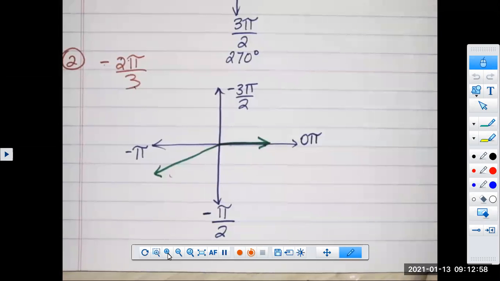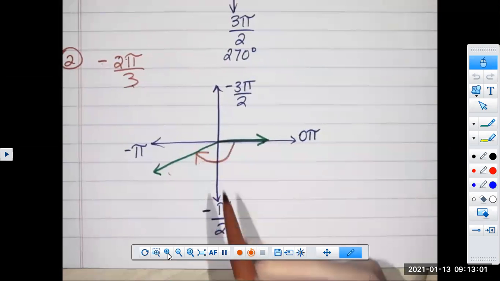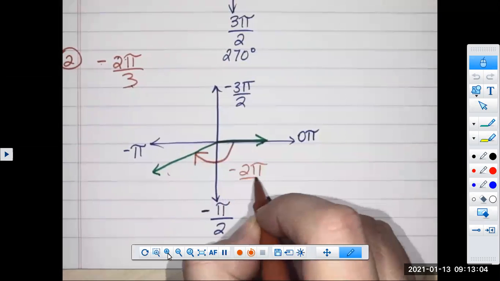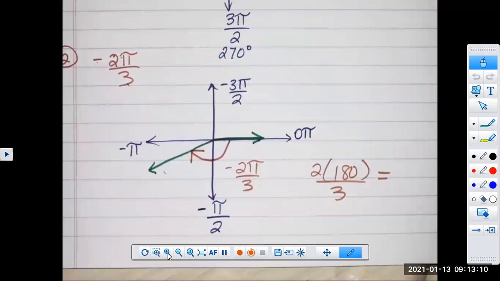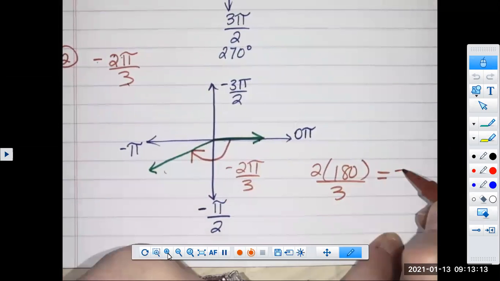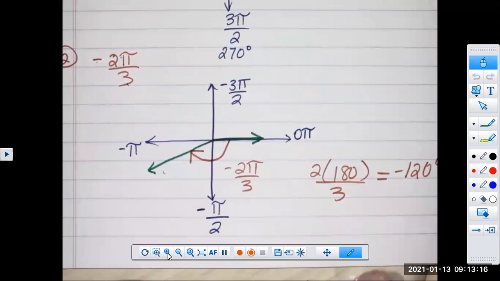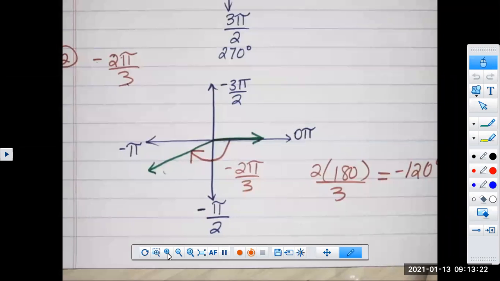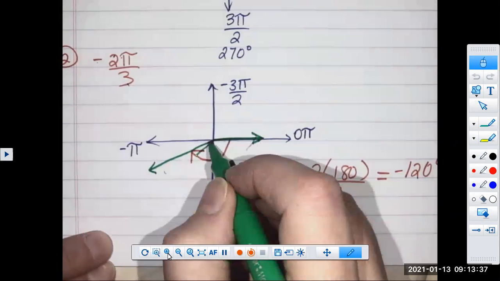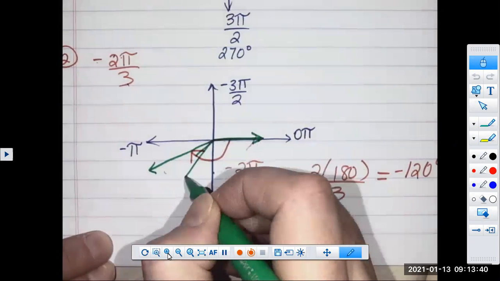Okay, so we rotated this way. Now, once again, you can convert that to degrees if you wanted to. That would give you negative 120 degrees. And so you'd rotate negative 90 and then 30 more. Probably a little bit closer that way.